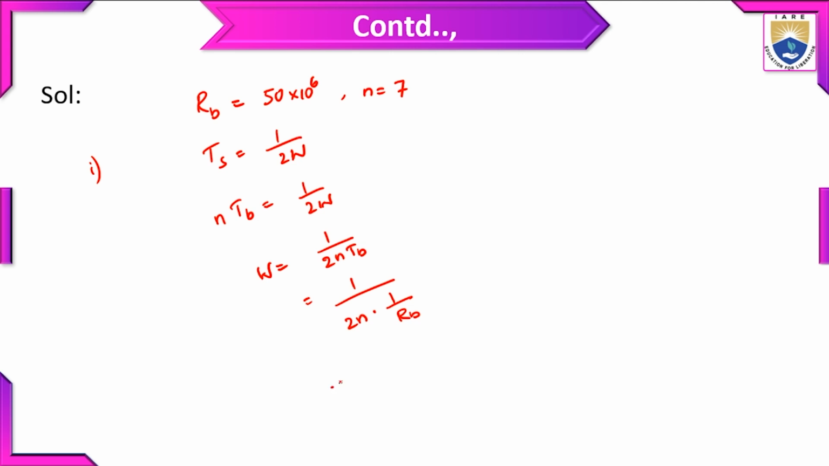Substituting, W is 1 by 2 into 7 into 1 by 50 into 10 power 6. Using a calculator, we find the answer is 3.57 megahertz. This is the answer to the first part: they asked for the message bandwidth, W, and it is 3.57 megahertz.